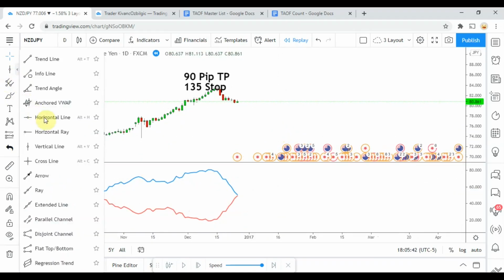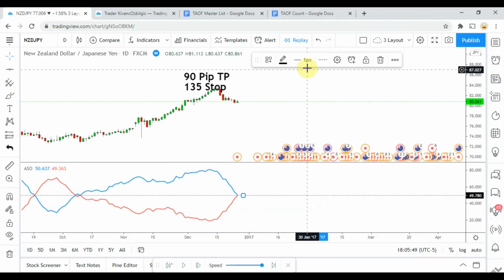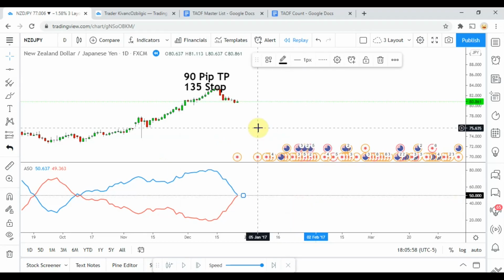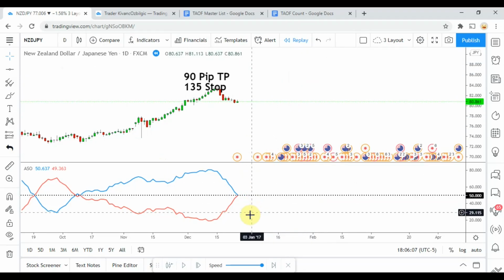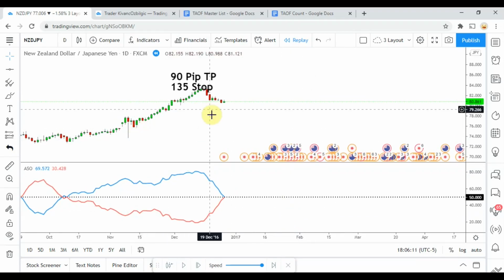And we can actually go ahead and mark out the 50 like that. We'll set our coordinates to 50 like so, and we can bump up the weight of that just a little bit more. There we go. So that way we have a distinct mark at the 50 there, so that way we would know when the crosses are taking place.